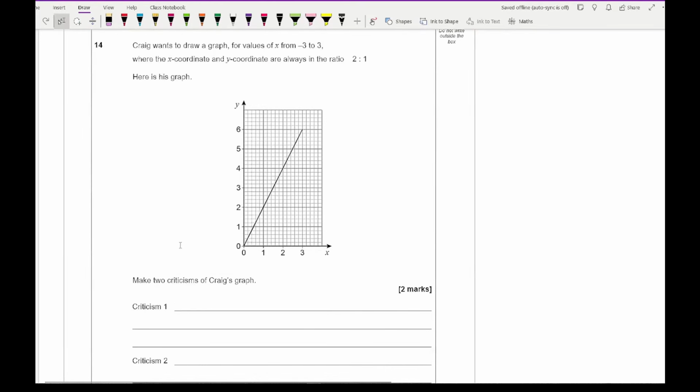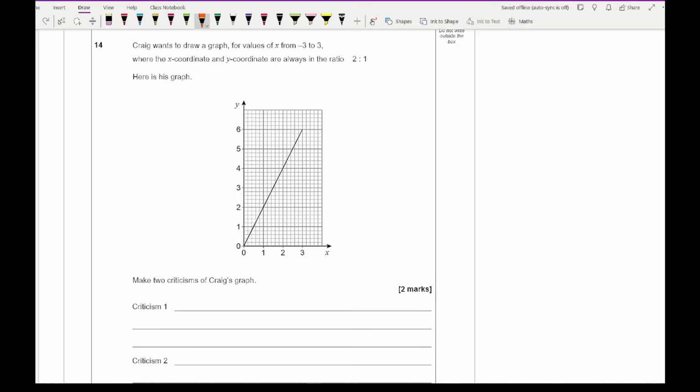Moving on to question 14, it says that Craig wants to draw a graph from the values of x from -3 to 3, where the x coordinate and y coordinate are always in a ratio of 2 to 1. Here is his graph, and the question is asking me to make 2 criticisms of Craig's graph.